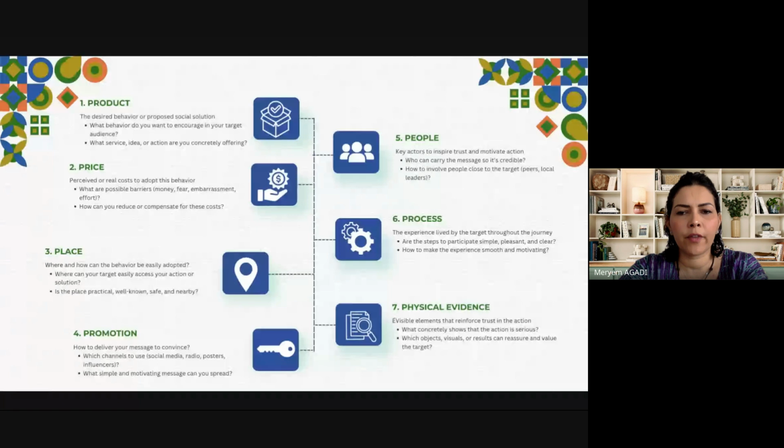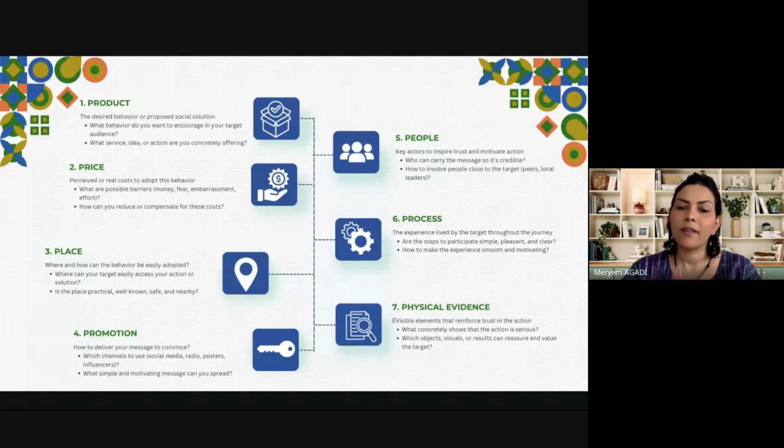So this part also for me is a key point to success in your social marketing strategy. The sixth part is the process. So the experience lived by the target through the journey: are the steps to participate in your project or to access your social solution simple, pleasant, and clear? And the second question is how to make the experience smooth and motivating.